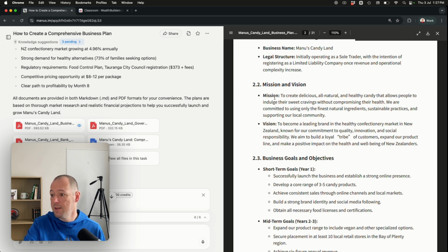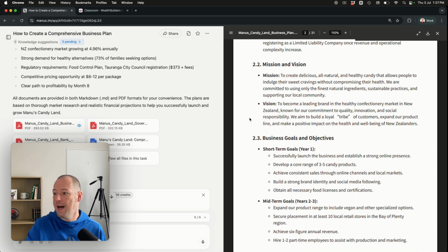Mission and vision. This is my mission. This is my vision, to become a leading brand in the healthy confectionery market in New Zealand, known for a commitment to quality, innovation, and social responsibility. Wow, this sounds good. This sounds like a company I want to buy my candy from. So I'm totally in love already with what we produced over here. And as I told you, half an hour effort, my effort, like 2 minutes answering some questions as good as I can, letting the AI agent do all the heavy lifting, and this is what comes out of it.